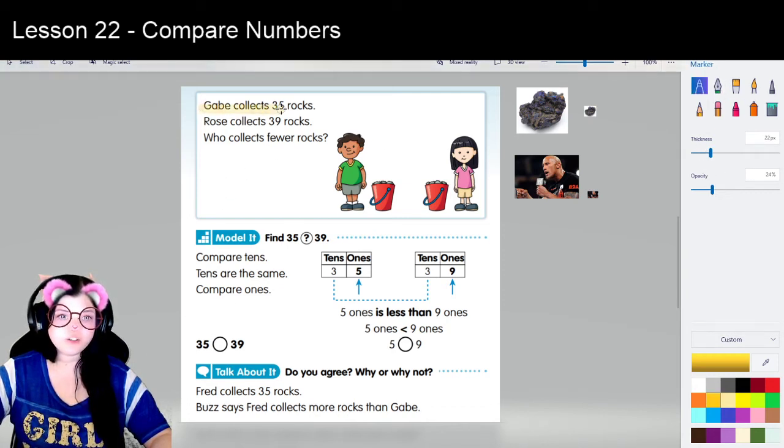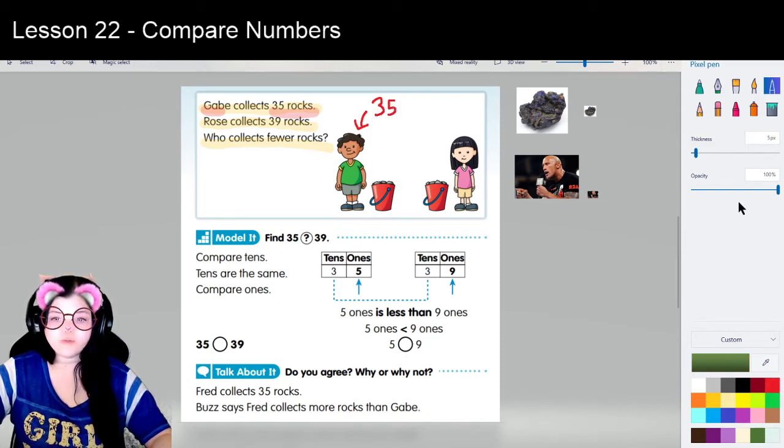Gabe collects 35 rocks. Rose collects 39 rocks. Who collects fewer rocks? We know that Gabe is one of our characters, and he collected 35 rocks in his pail. Then we have Rose, who's our other character, and she collected 39 rocks in her pail.